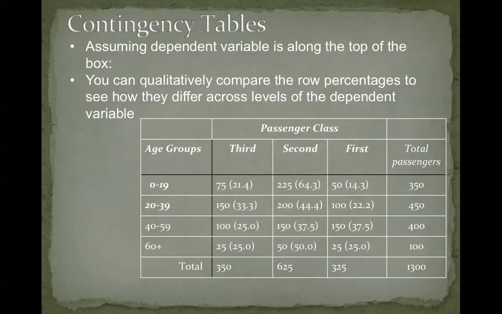So perhaps the relationship we saw between age group and survival is not a causal relationship. Perhaps it's really just a relationship that is seen through passenger class. That is to say, maybe those who were in first class were more likely to survive than those who were in third class, maybe due to class itself or access to lifeboats or something along those lines.